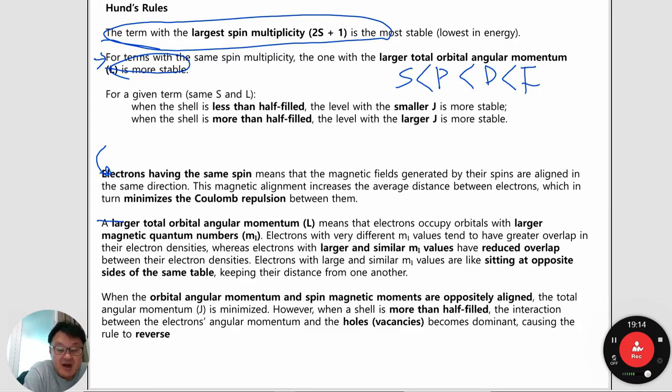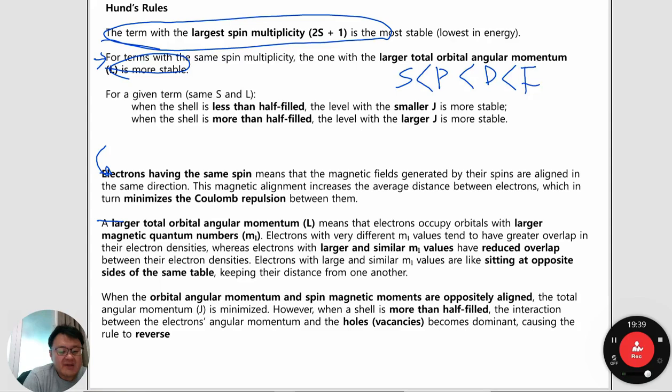Electrons with large and similar ML values are like sitting at opposite sides of the same table, keeping their distance from one another. So everything is about reducing the Coulombic repulsion by making the distance between electrons as far as possible to minimize the energy and make the system more stable.